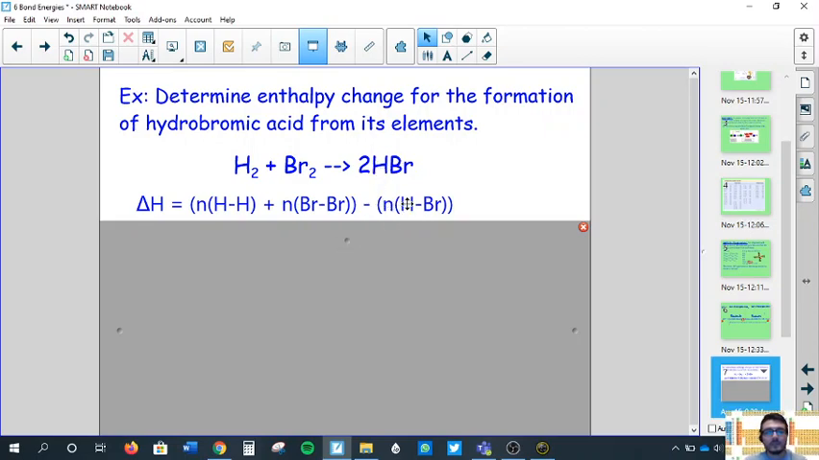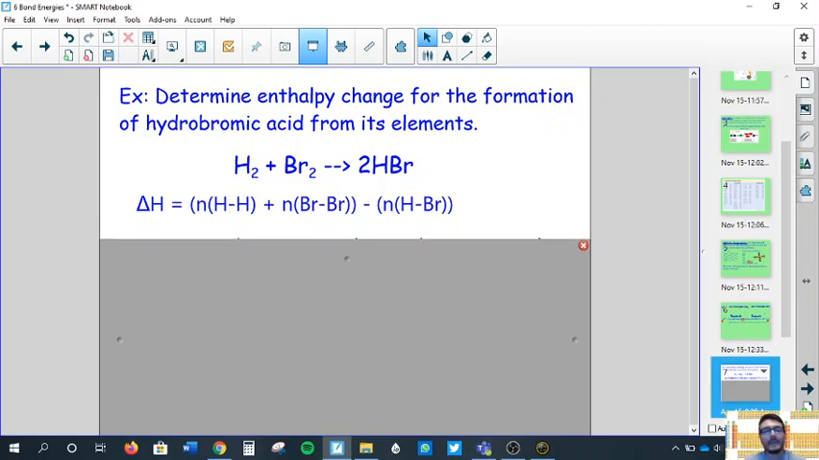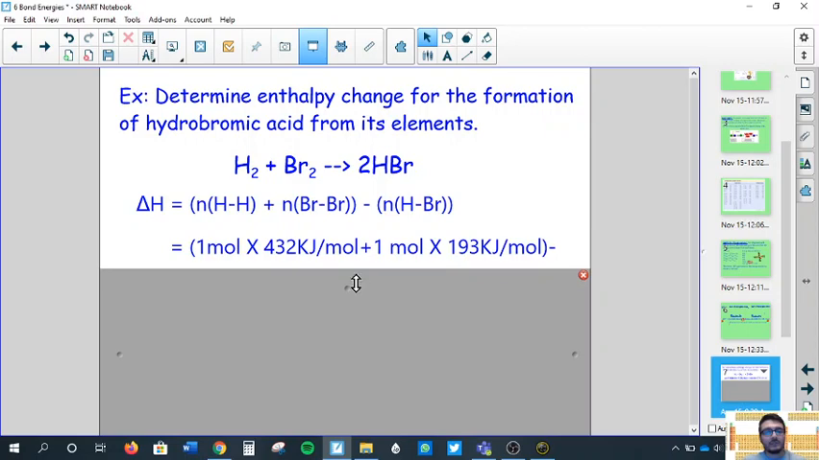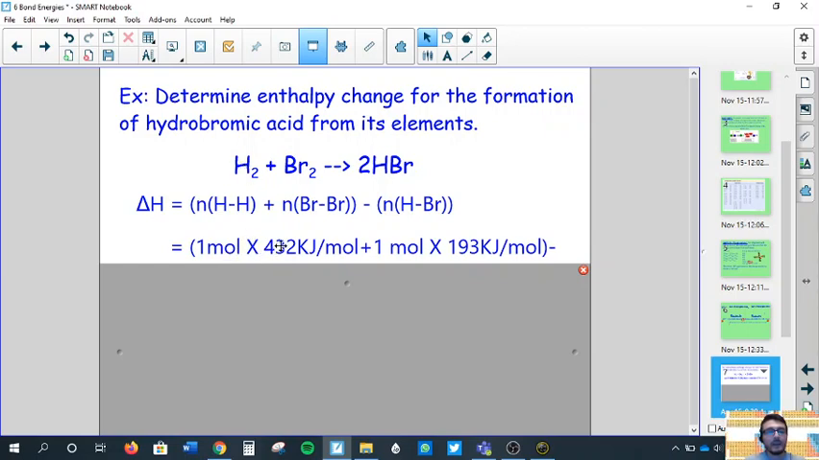This is the type of bond. It's a hydrogen-bromine bond. This is a bromine-bromine bond. This is a hydrogen-hydrogen bond. Then plug your values in. I had to put it on 2 lines here. I'll reveal your products in just a bit, but these are your reactants to begin with. We have 1 mole of hydrogen-hydrogen bonds, and going back to your table, 432 kilojoules per mole.